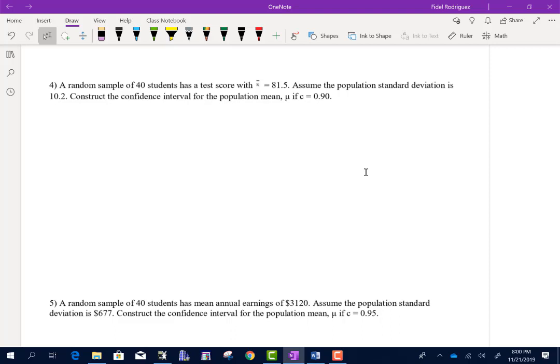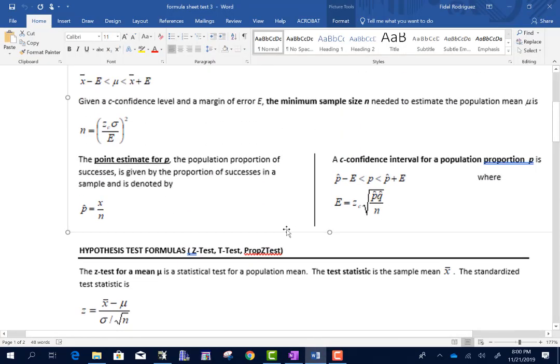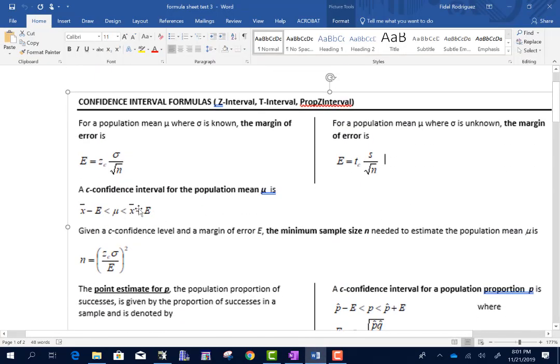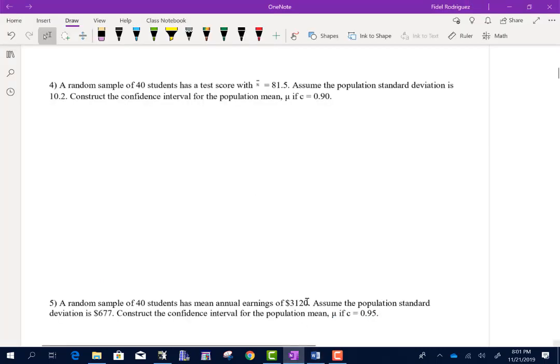So let me see, do we have that here? Yes, we do. If I look at my formula sheet again, look what it tells me. This is how I'm going to find my confidence interval. I'm going to take X bar minus E and X bar plus E, and it's going to be between those two numbers. Let's see if we can find the E. Remember, we just did this in problem number 1: sigma divided by the square root of n.